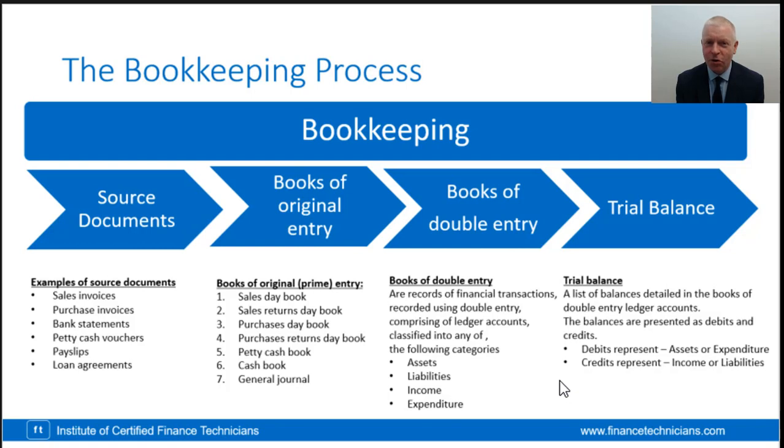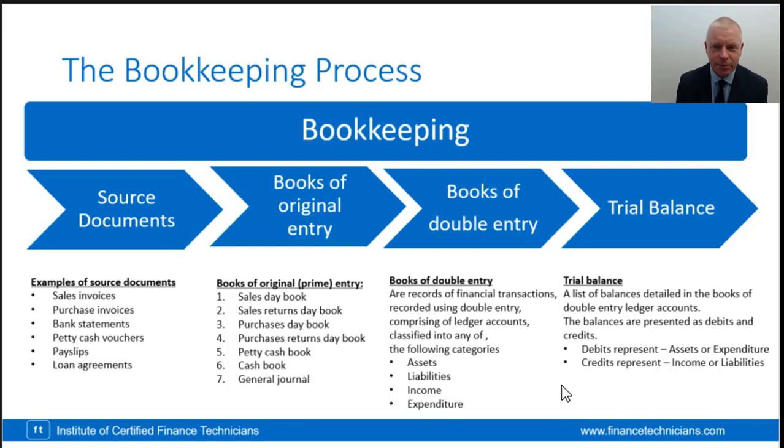The trial balance summarizes all the information contained in the books of double entry by extracting the balances of each individual account. And what's important is to understand what's written there on the slide, where it represents that the debit balances represent assets or expenditure balances, and the balances on the credit side represent income or liabilities. By having a clear understanding of that will make it much easier for you to understand financial statements when we move into that particular area. So it's hugely important that you have a very good understanding of the 4 steps involved in the bookkeeping process.